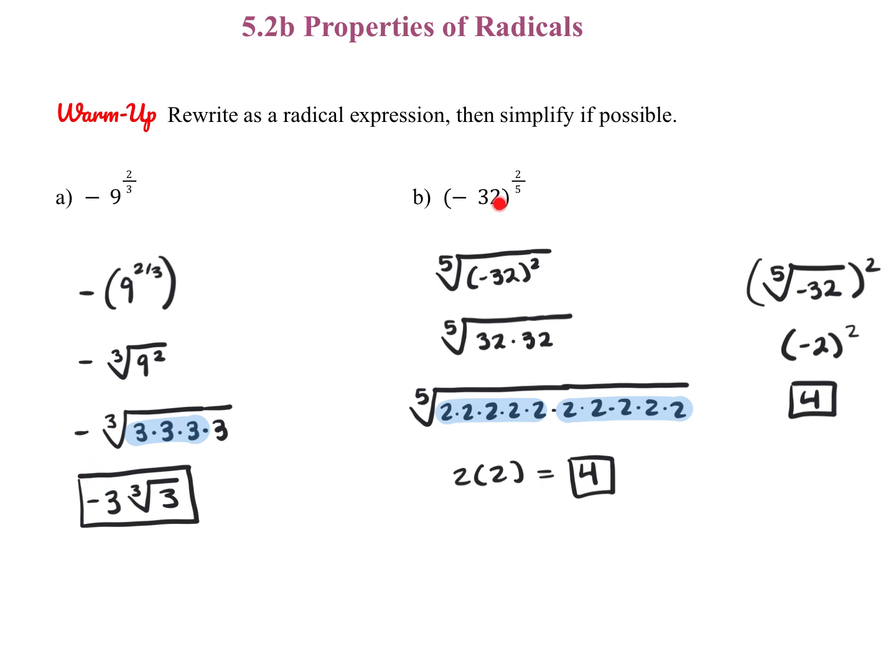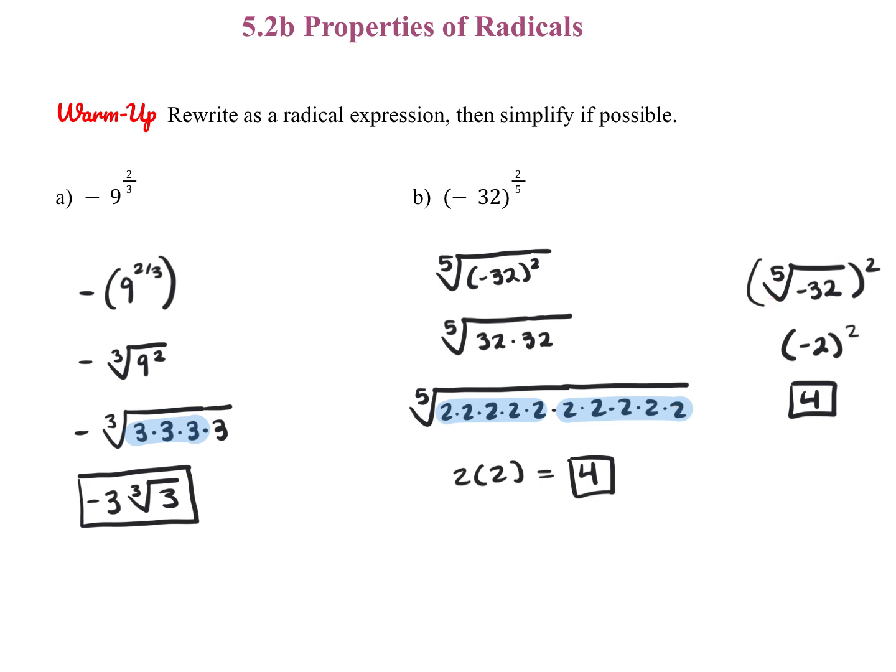Now in part B, you'll see that the 2/5 exponent affects the 32 and the negative. It's grouped. So that means that I can either rewrite it like this, the 5th root of -32 squared, and when I square the negative, it becomes positive. And then I know 32 is a perfect fifth. It's 2 to the power of 5. So I have that twice, so I get 4.